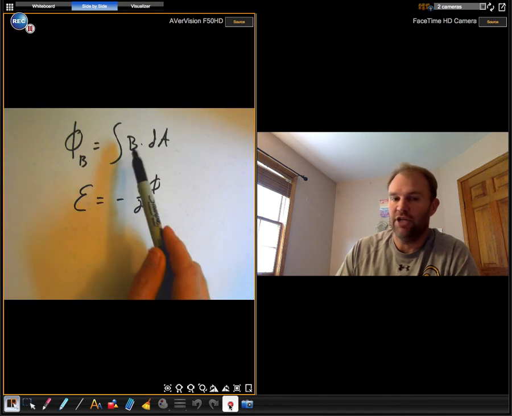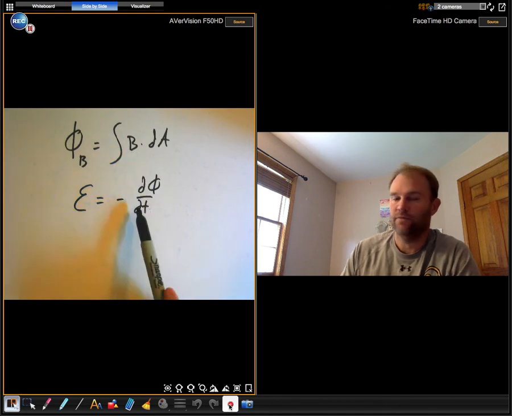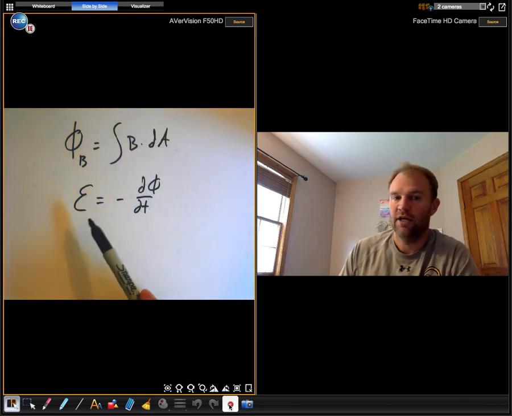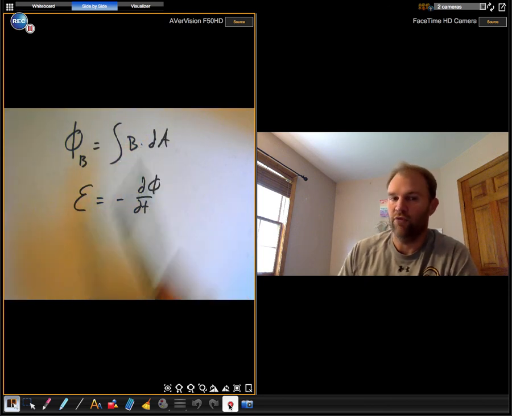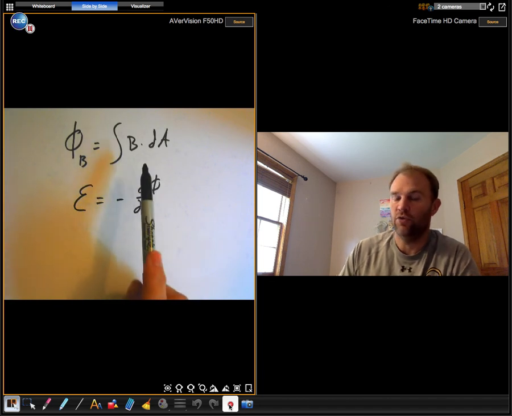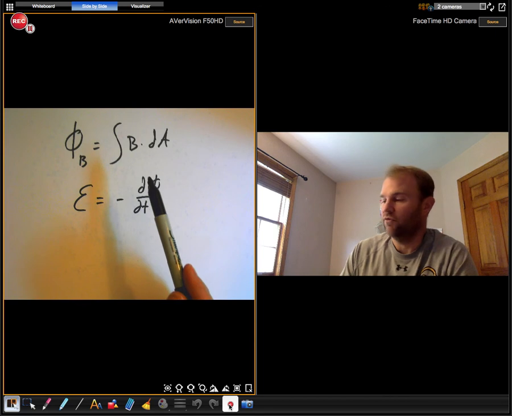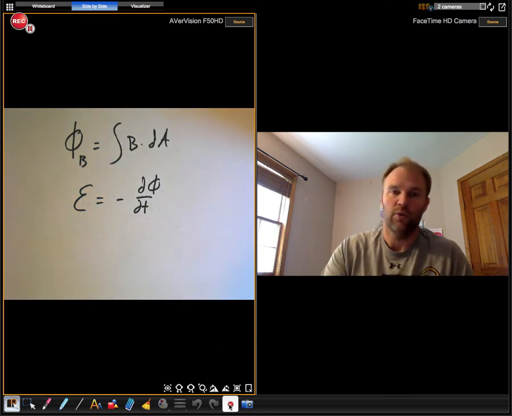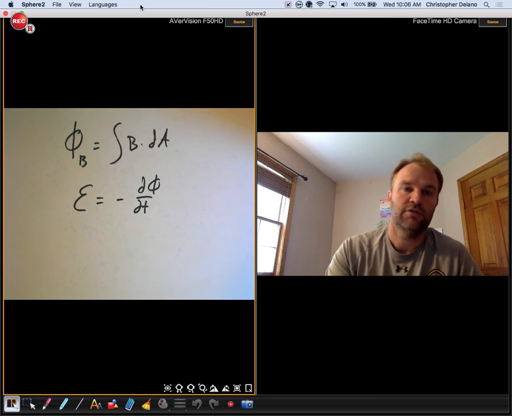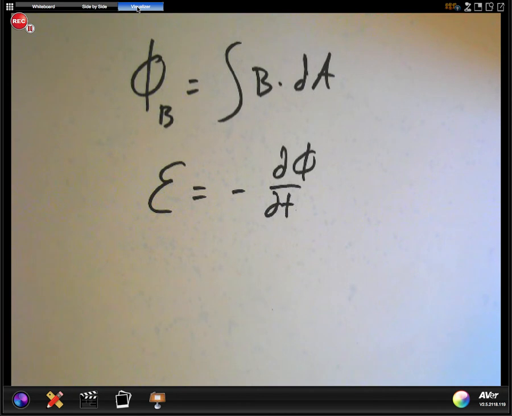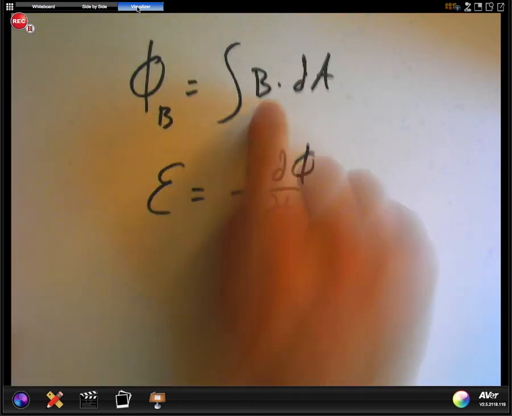But if we've got a changing magnetic field over time, we get an EMF, or a changing area over time, we get an EMF, or a changing angle over time, we get an EMF. So we've got to have one, two, or three of those different values changing in order to produce an EMF. What we'll do today is look at some simple examples of that. So let's start with the magnetic field strength.